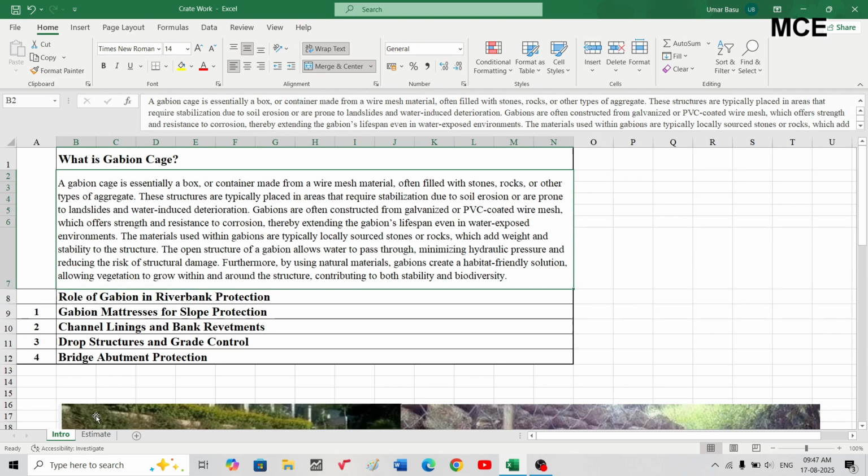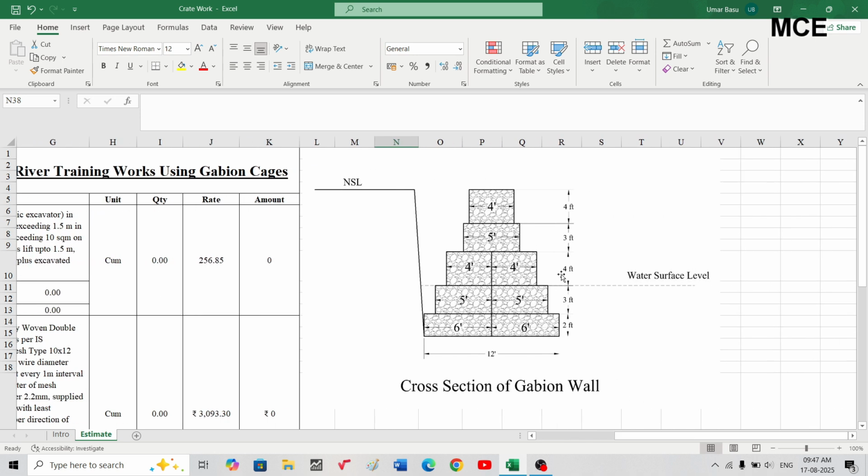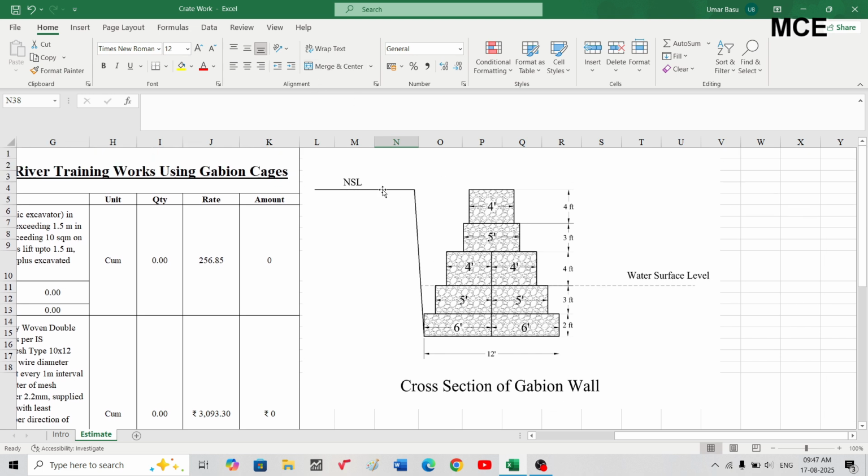Now coming to the detailed estimate, how can we prepare the detailed estimate for a gabion wall. You can see I have already drawn a cross section of a gabion wall which I will be using for the river training works. You can see the water surface level, it is at a height of 5 feet from the bottom of the riverbed level. And this is here the natural surface level. So we are using gabion as a river training work here.